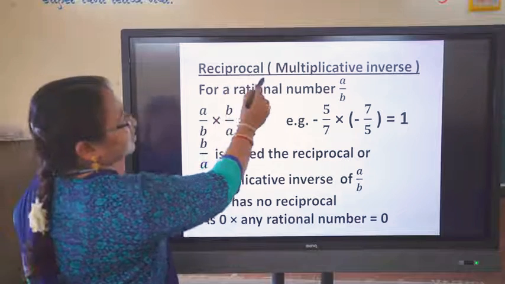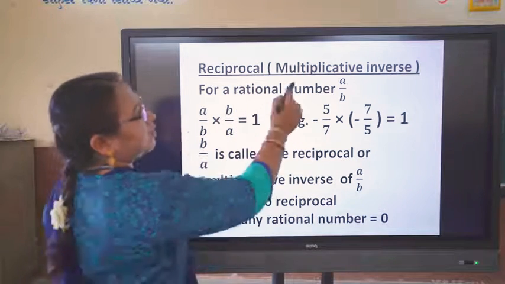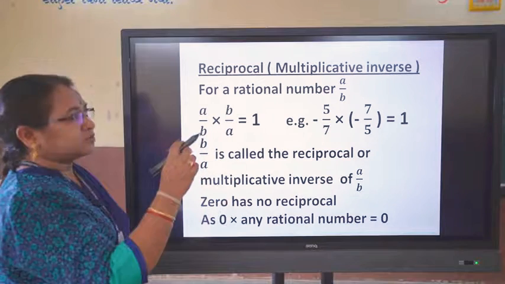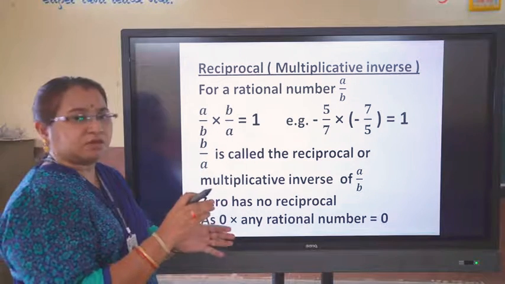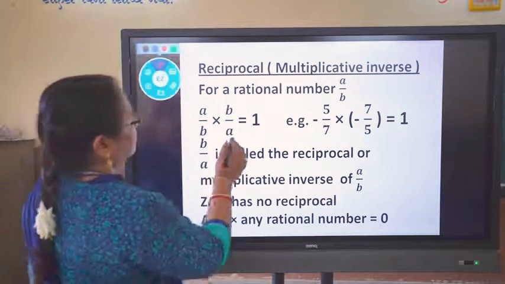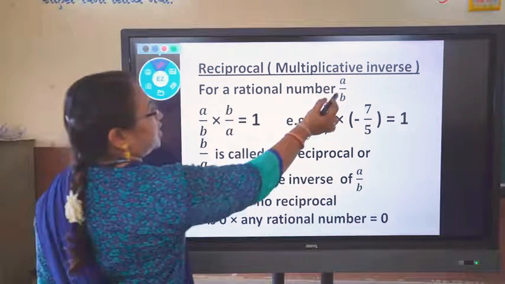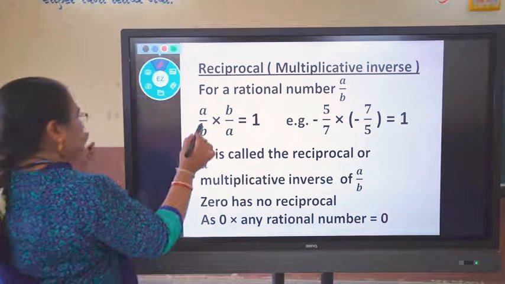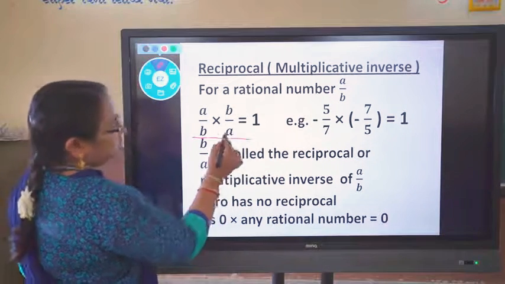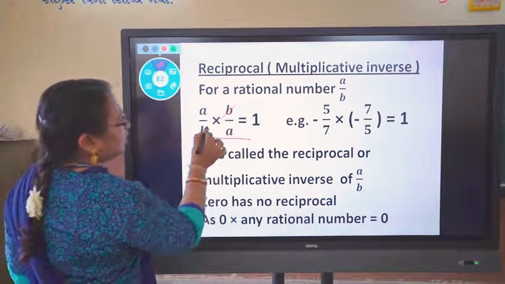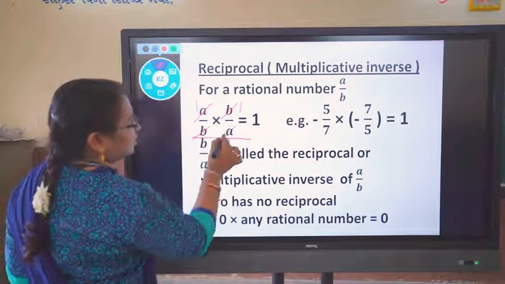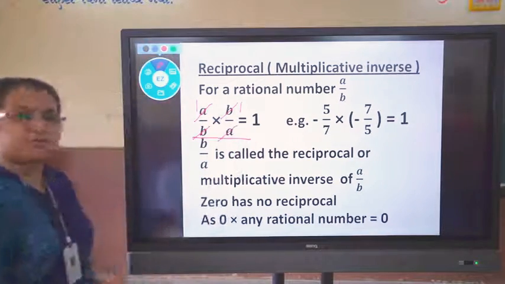Next we will see what is the meaning of reciprocal of a number, or we can say multiplicative inverse. Multiplicative inverse means what we have to multiply with a number so that we will get our answer 1. So for a rational number a upon b, if we multiply a upon b with b upon a, then b and b get cancelled, similarly a and a get cancelled, and finally our answer becomes 1.